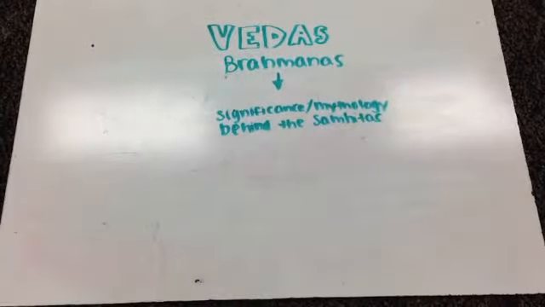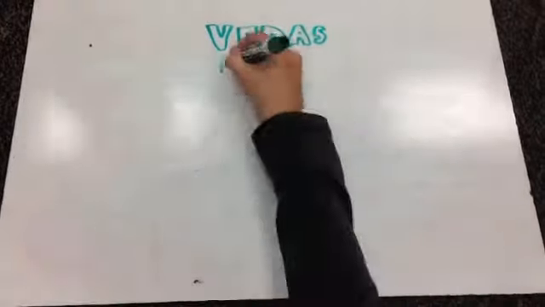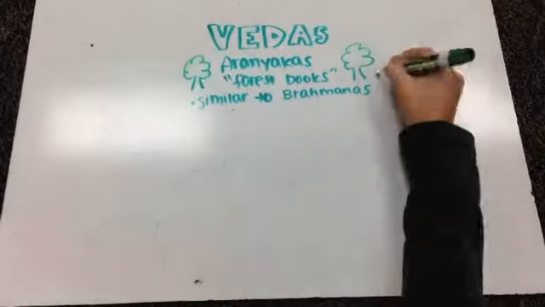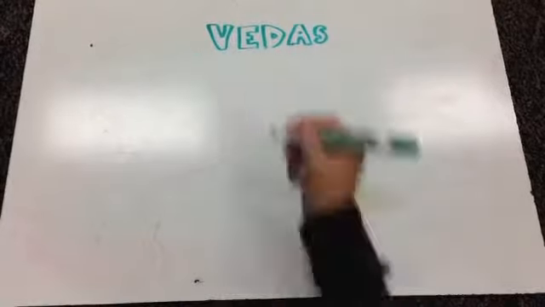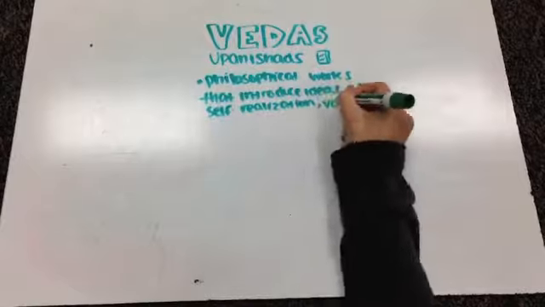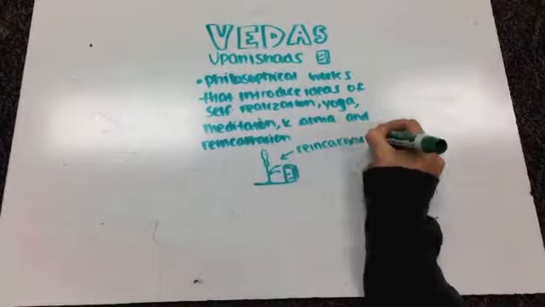It is also a guide for priests and contains rituals for consecration. The next Veda, the Aranyakas, or forest books, is similar to the Brahmanas. This Veda concerns meditation and worship. The final Veda, the Upanishads, are philosophical works that introduce the central ideas of self-realization, yoga, meditation, karma, and reincarnation.